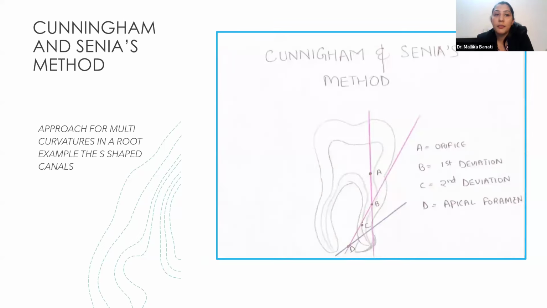Now, the Cunningham and Senia method was an approach for a multi-curvatured root, for an S-shaped root canal system. Point A was maintained for our orifice, B was for the first deviation in the canal, C was for the second deviation of the canal, and D was the apical end of the canal. Now when you draw lines perpendicular to all of these, passing through A and B, and through B, C and D together, the angle that forms again is the internal angle.